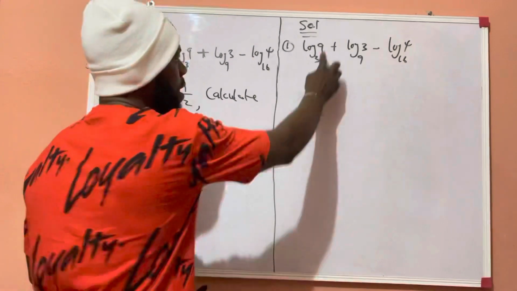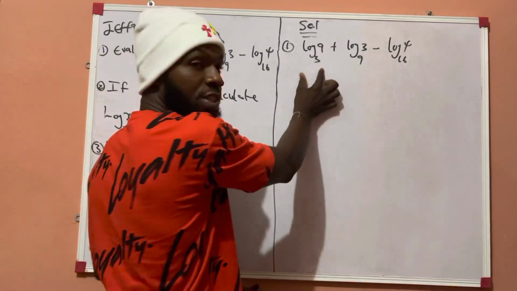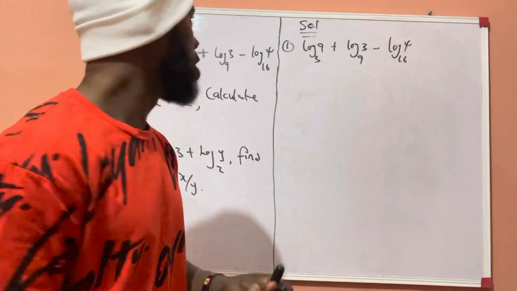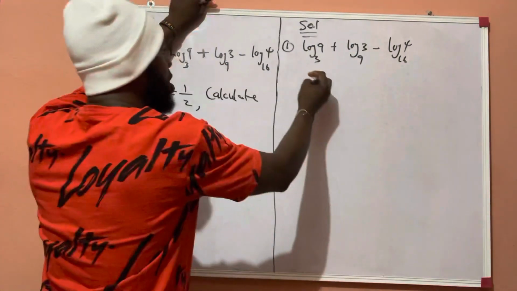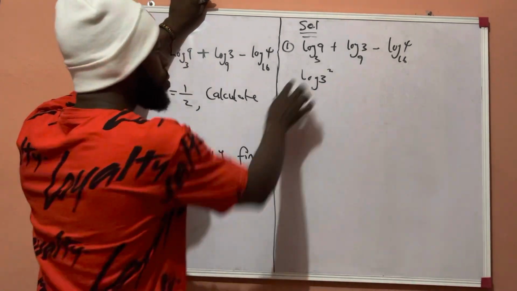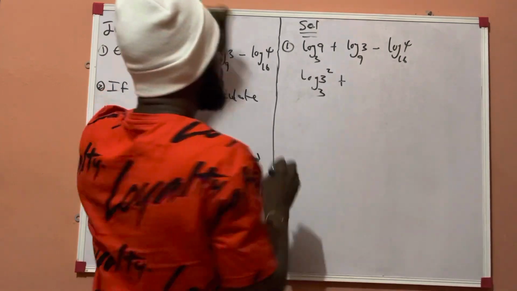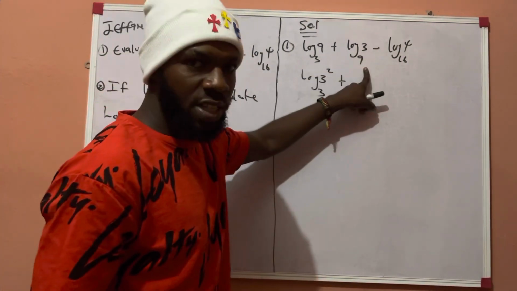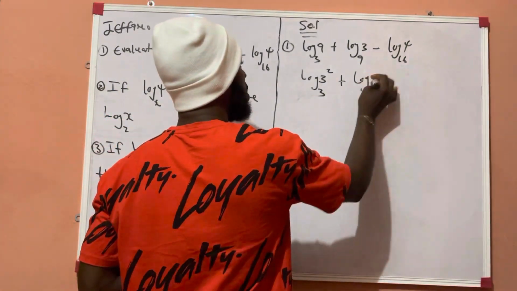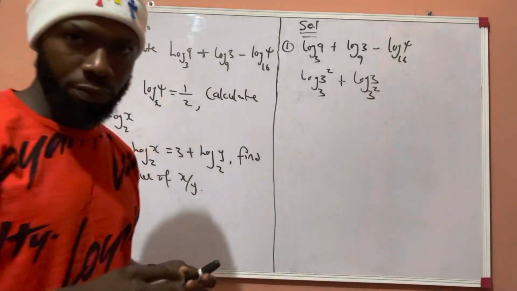Now, let's see. The number here is 9, the base is 3. What do I do? I break 9 to base 3. And how do I do that? By multiplying 3 in 2 places. 3 times 3 is 9. So it means log 9 is the same thing as log 3 raised to the power of 2 to the base of 3, plus, now, the number here is 3, but the base is 9. I also break 9 to 3. So here becomes plus log 3, then base 9 now becomes 3 raised to the power of 2.